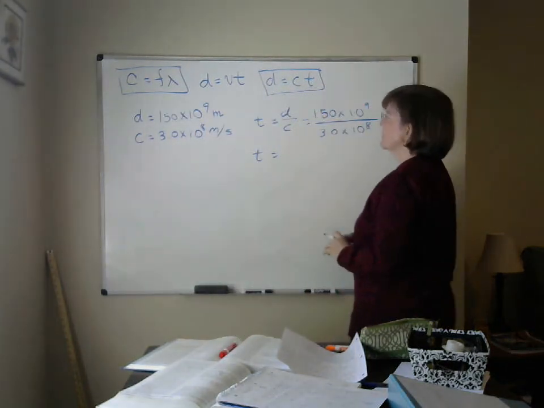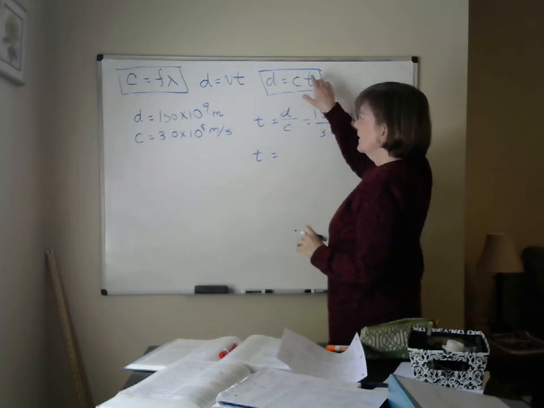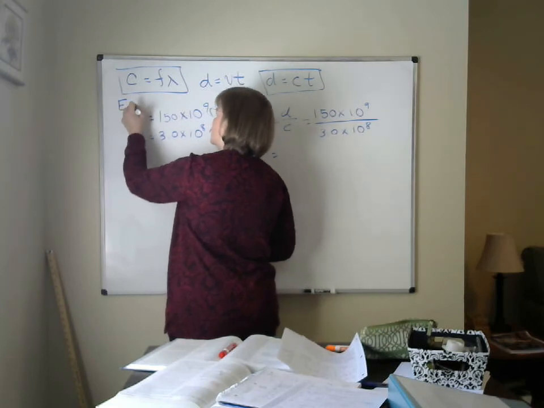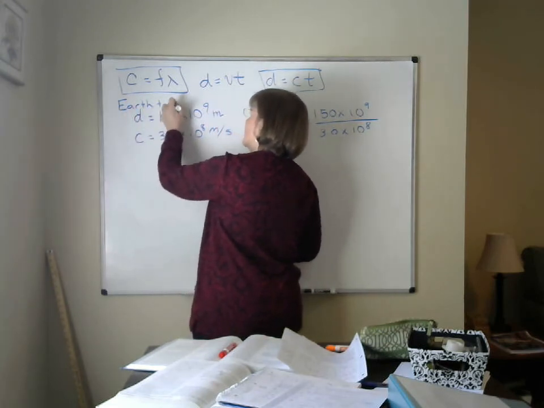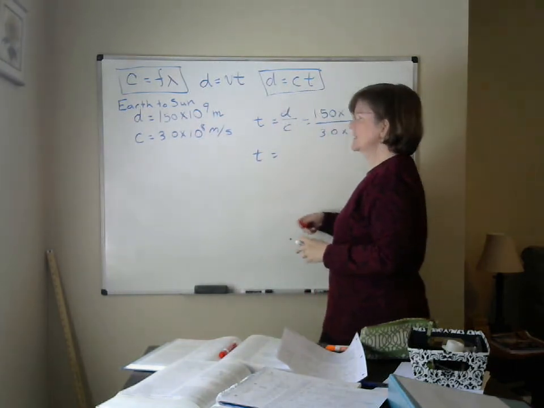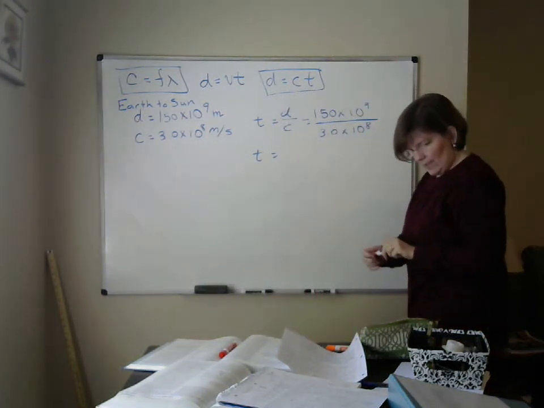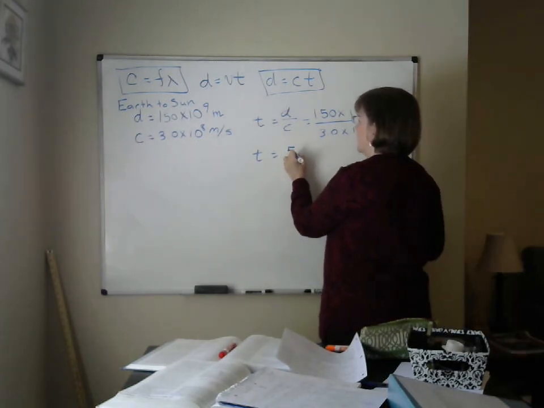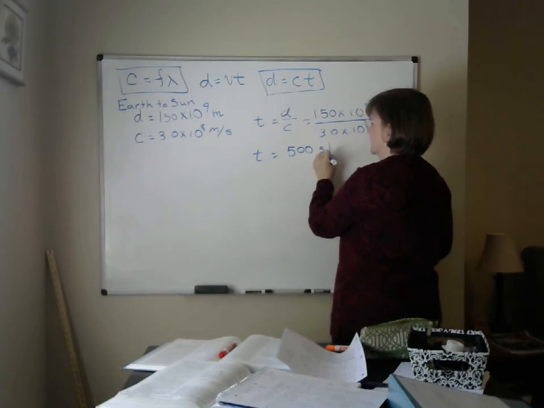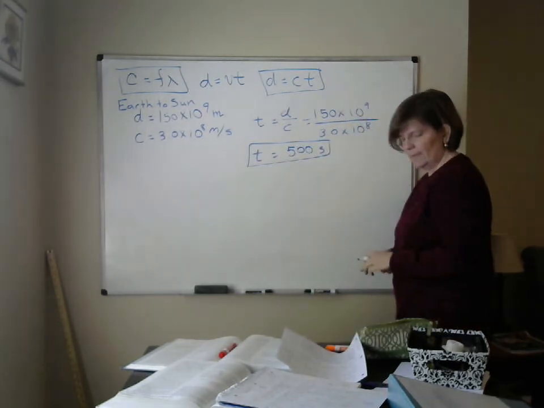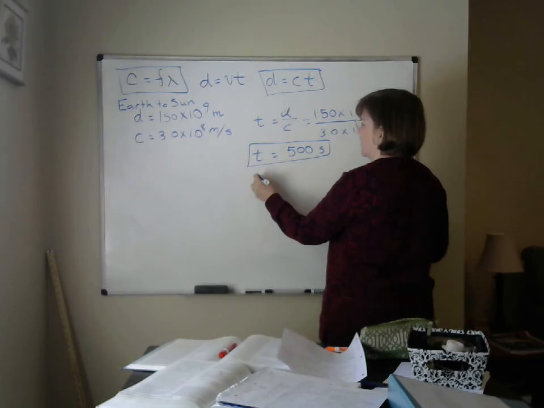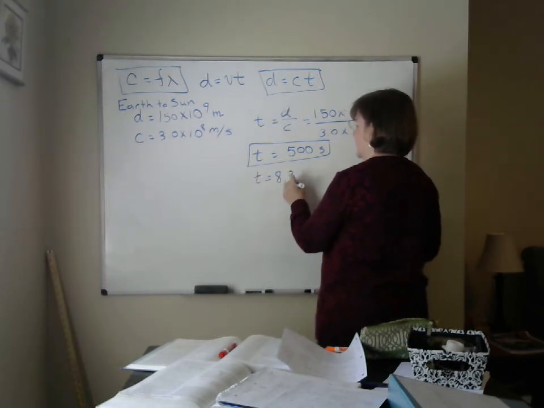Okay. So distance equals velocity times time. The distance from the Earth to the Sun, this is our Earth-Sun distance, is 150 times 10 to the 9th meters. If I do 150 times 10 to the 9th divided by c, I'm going to get 500 seconds. So I do 500 divided by 60, comes out to be about 8.3 minutes.